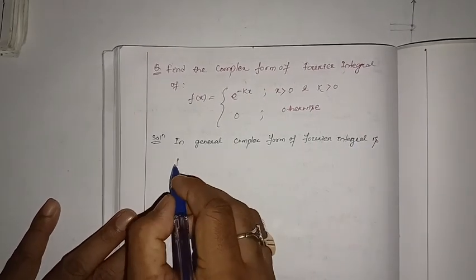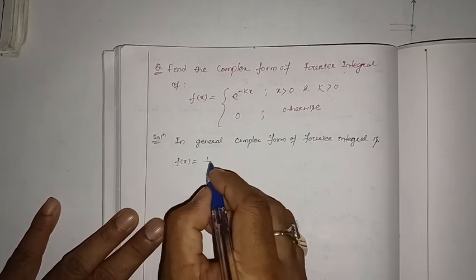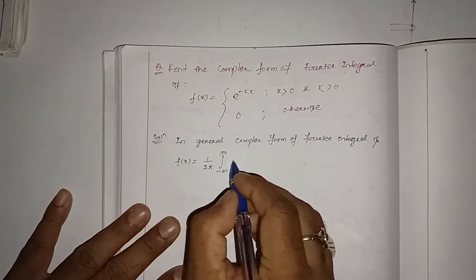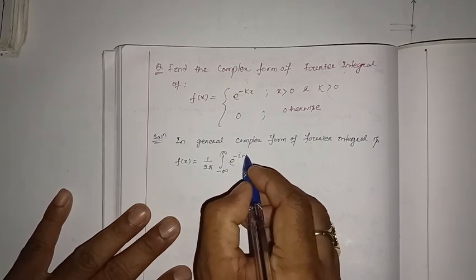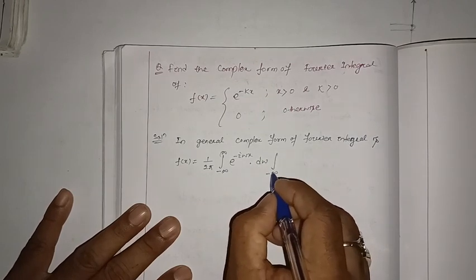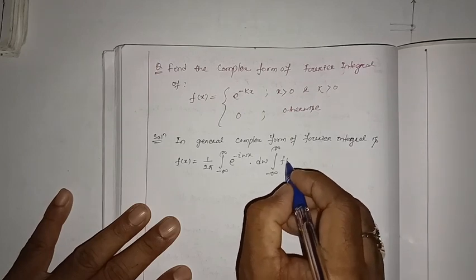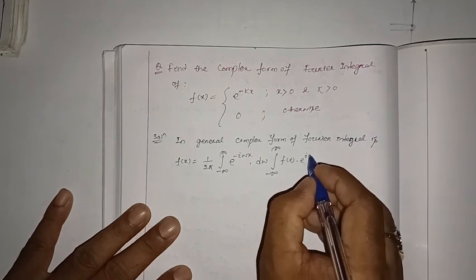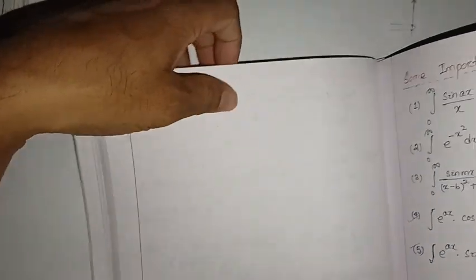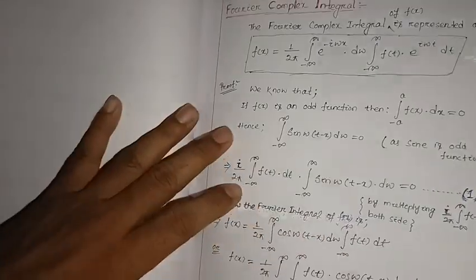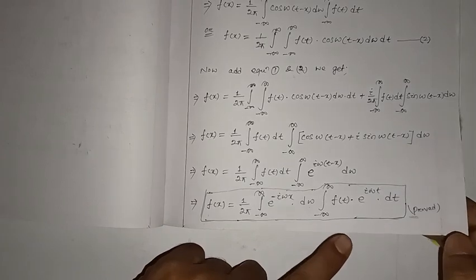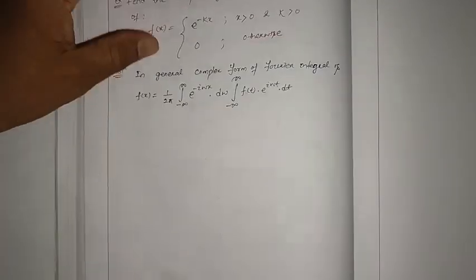is what? f of x equals 1 by 2 pi, integral from minus infinity to plus infinity of e to the power minus i omega x d omega, then integral from minus infinity to plus infinity of f of t into e to the power i omega t dt. You can check your notes. Previously you have written it and we have proved that also, right? The Fourier complex integral is this one, e to the i omega x d omega, f of t e to the i omega t dt. So the same thing has been written over here.